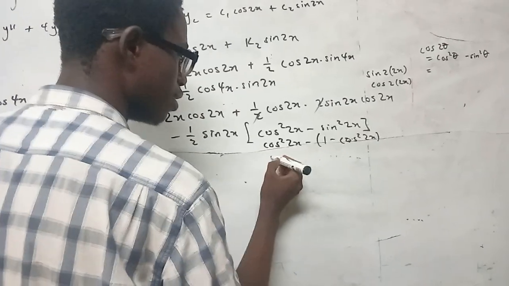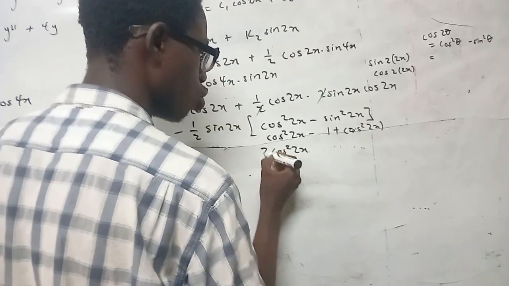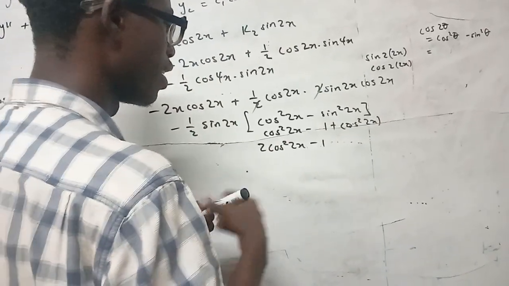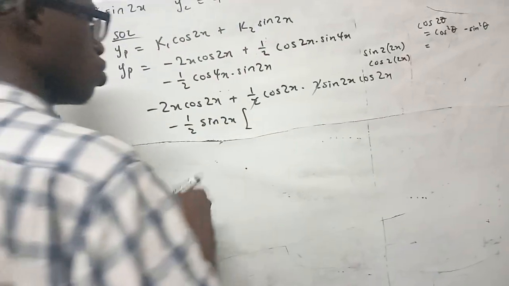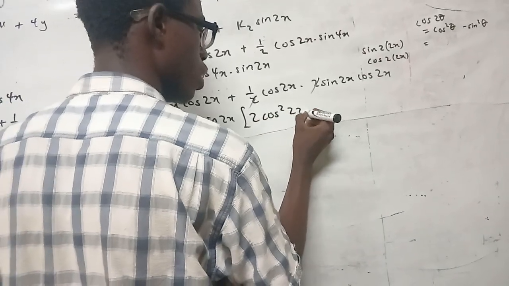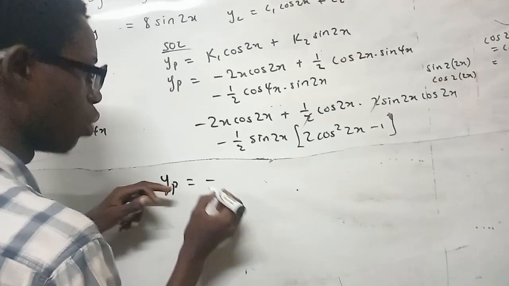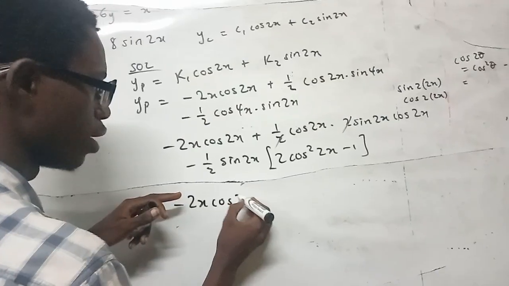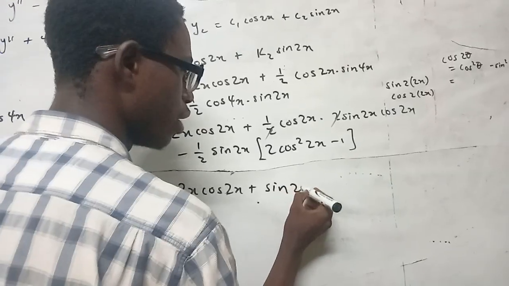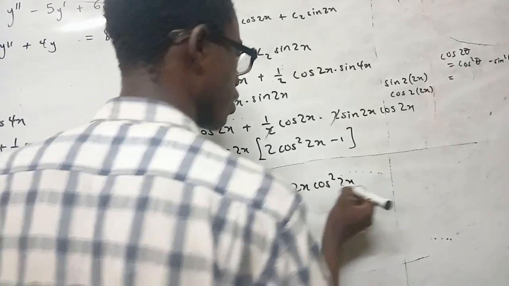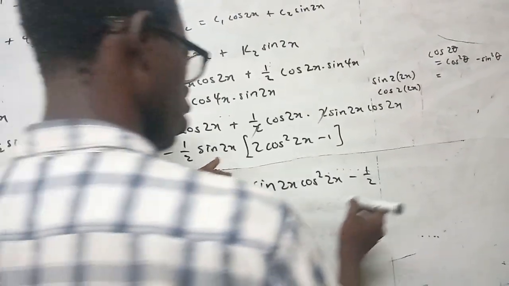Which means I can write it as cos squared 2x. This one will turn into plus. Let me open the bracket. This is 2 cos squared 2x minus 1. So I can write everything that is inside this bracket as 2 cos squared 2x minus 1. So I'm going to get something like, I'm still on my yp, minus 2x cos 2x plus, this is gone. So this is plus sine 2x cos squared 2x.